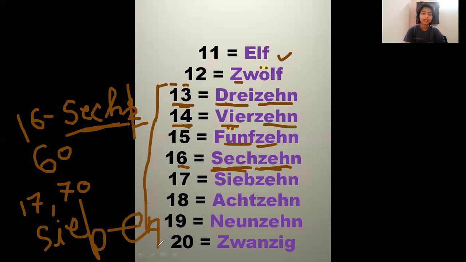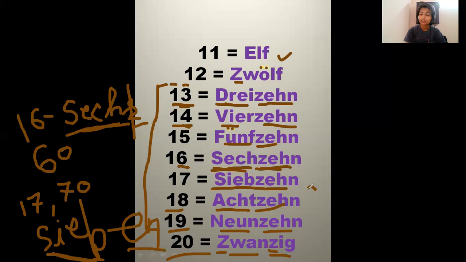S-I-E-B-E-N. Now this -en will be dropped and we will use this only to make 17. Zeeb and Sane together becomes Zeebzane, right? Then 18 is Achtzehn. 19 is Neunzehn. 20 is called Zwanzig. Here Z is having S sound. The second Z is also having S sound.